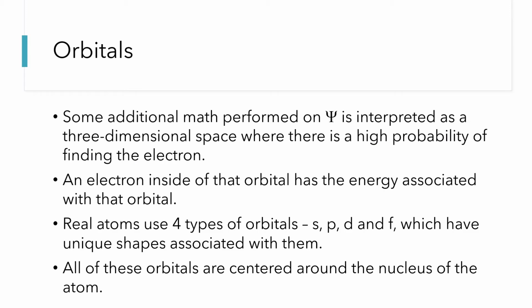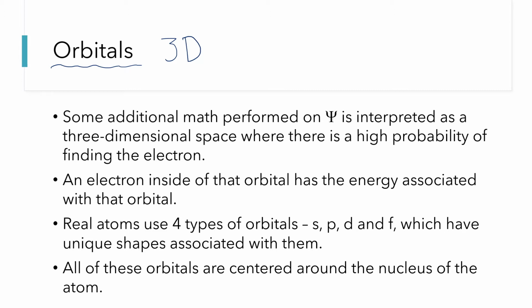With the quantum model, we describe the electrons as being located in orbitals, and these orbitals are going to be three-dimensional spaces that are centered around the nucleus of an atom, where there's going to be a high probability of finding the electron, and the electron will have a particular energy when it is in that orbital.